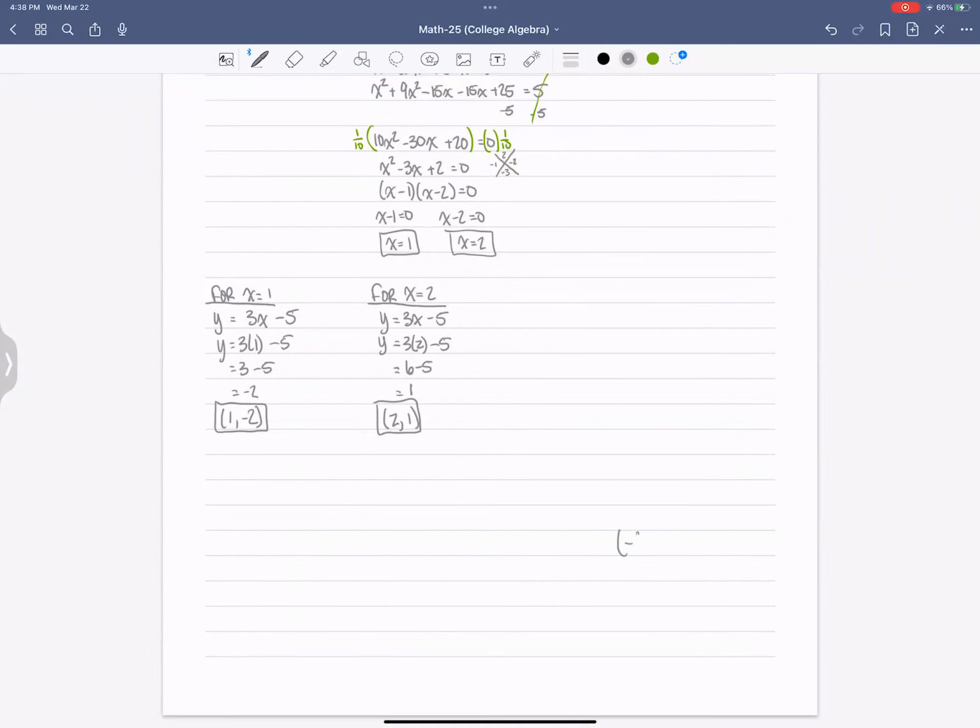So 1, comma, negative 2, and also 2, comma, 1. That's the solution to the system of equations.